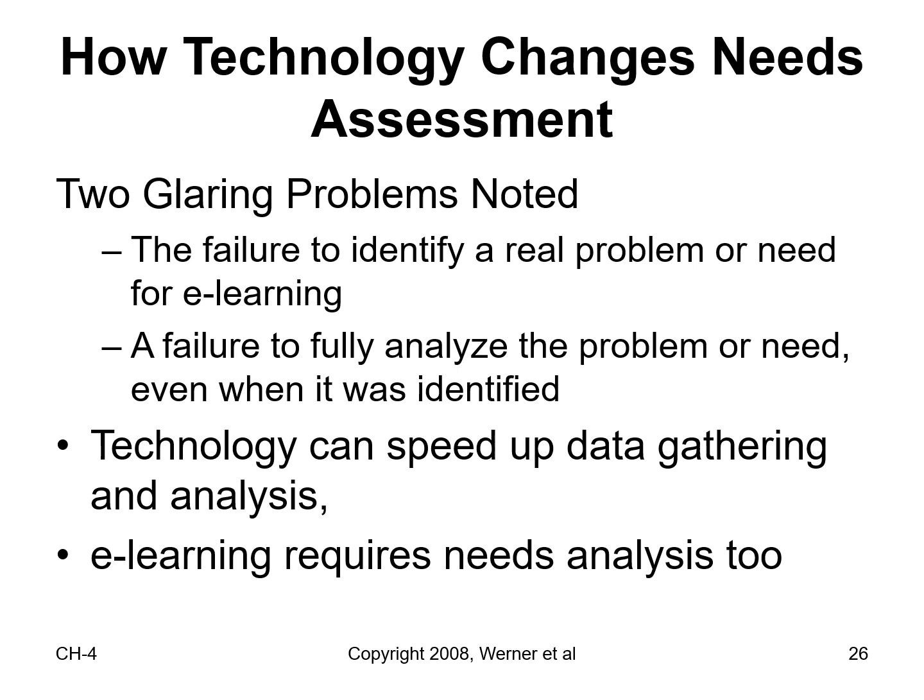And then there is sometimes failure to fully analyze the problem or need, even when it was identified. So even when we know that this is the problem, this is what we need to do in order to address and resolve this problem, still our efforts sometimes might fail. And the next thing about technology is that technology is supposed to be great because it's helping us reduce time, reduce effort, reduce even the cost that is involved in training. Technology can help us speed up data gathering and analysis.